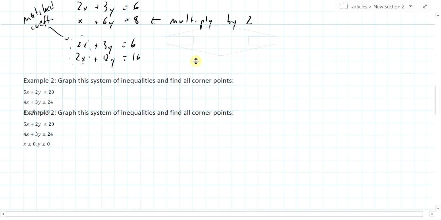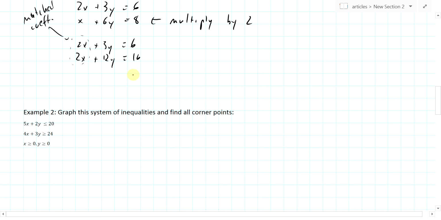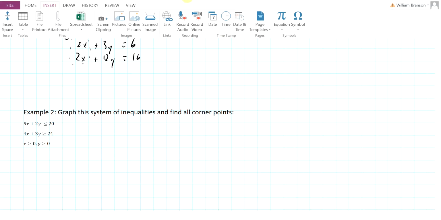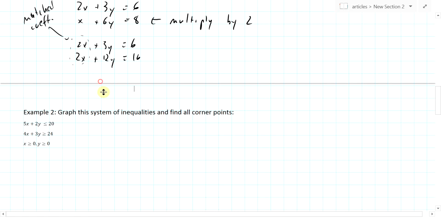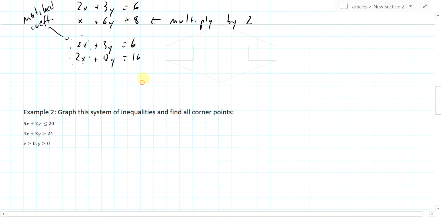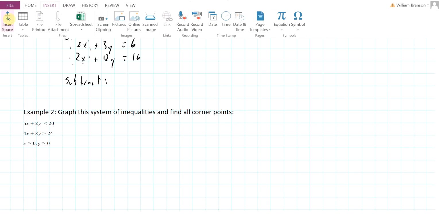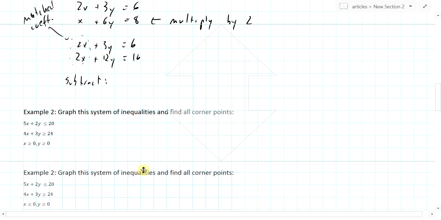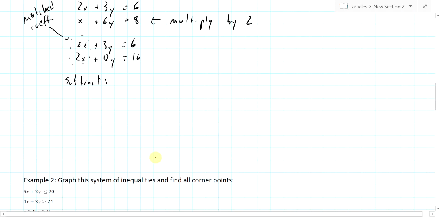Oops, I don't want to do that. We can subtract the top equation from the bottom equation, and then that will allow us to solve for y. So let's see if I can get this insert space thing to work properly. It keeps moving up there like that. Okay, that seems to be okay. So we'll subtract the top from the bottom.